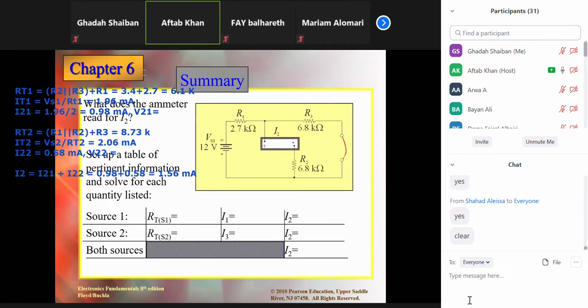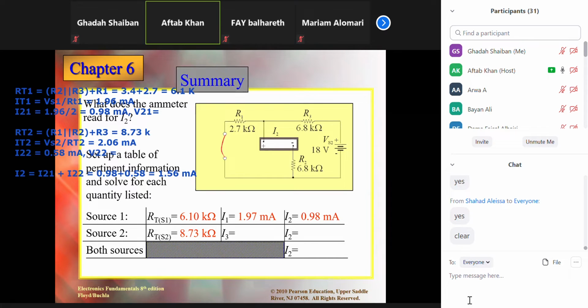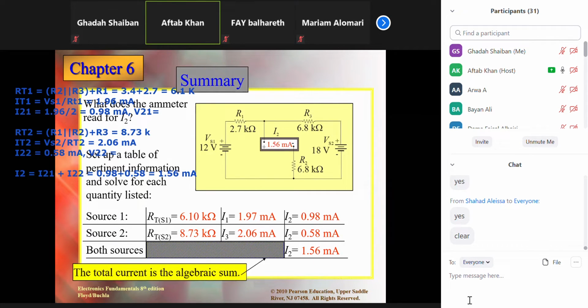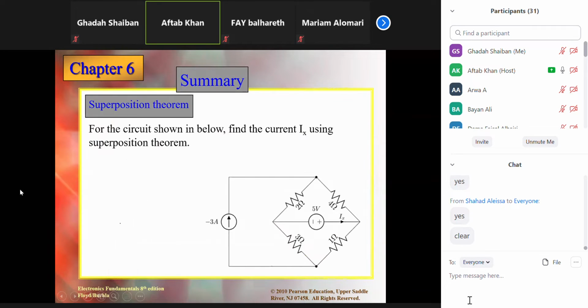So let's see what the values in the table are, whether they match with yours or not. So total resistance, yes, correct. 1.97 correct. 0.98 correct. Second source considered: 8.73, 2.06, 5, and final current is going to be 1.56. Okay, so the total current is the algebraic sum. This is the way to apply the superposition theorem. All right, now see this here. So here you need to apply the superposition theorem.